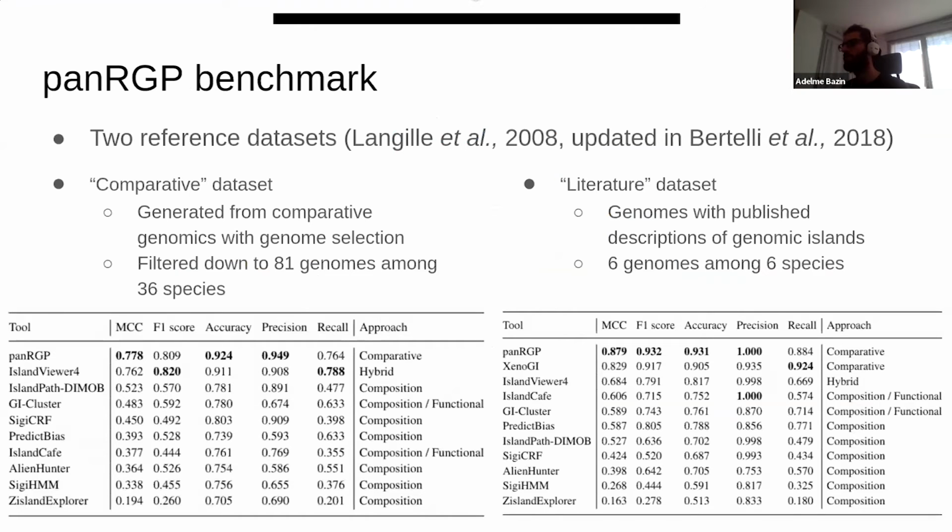We benchmarked this approach against published datasets, datasets that were published originally in this 2008 paper and updated recently in this 2018 paper. The first dataset is a comparative dataset. It was generated from comparative genomics, and it includes 81 genomes from 36 different species. What we did with panRGP is that we built 36 pangenomes using all available genomes in RefSeq for all the species of interest. Then we predicted the genomic islands with panRGP and then computed the benchmark.